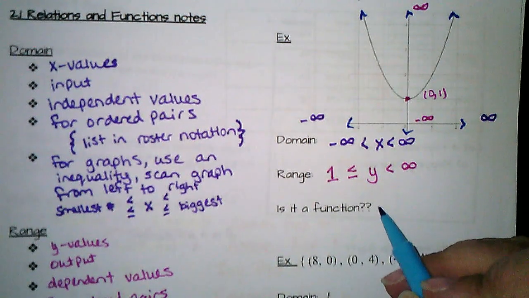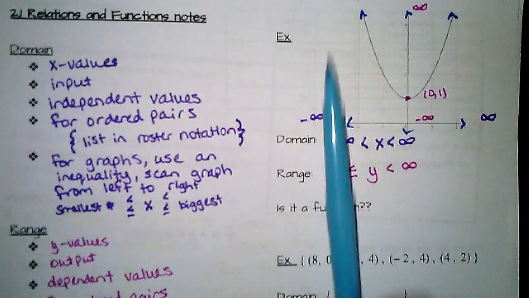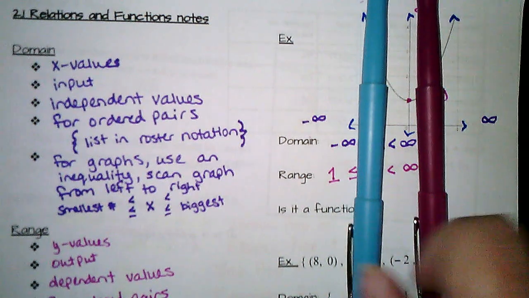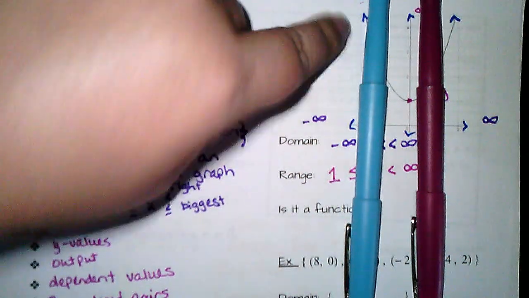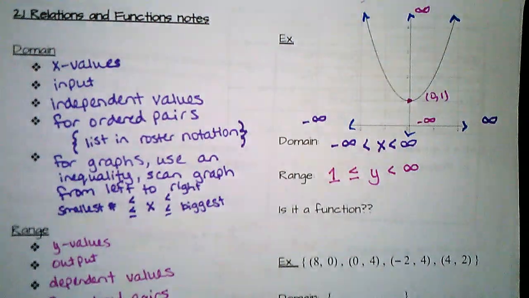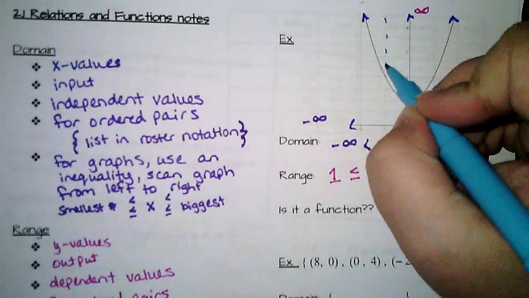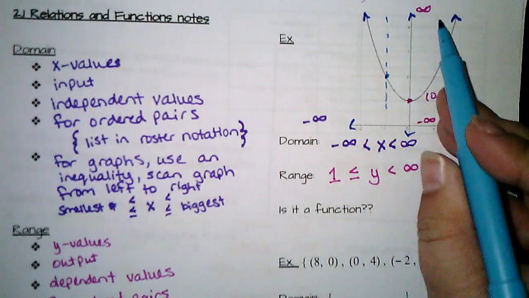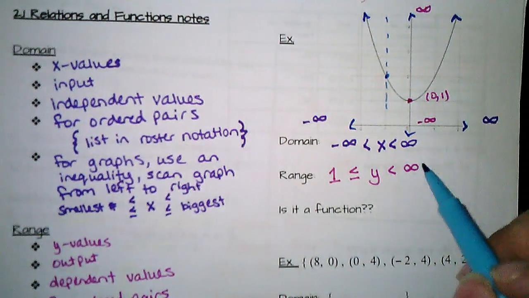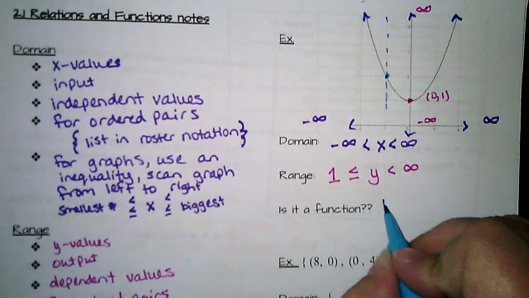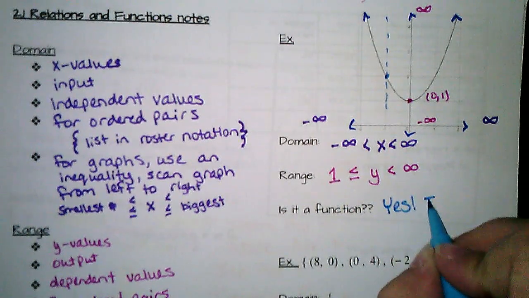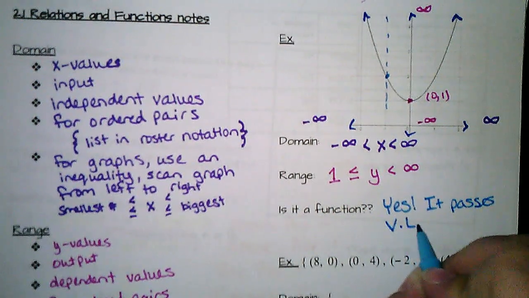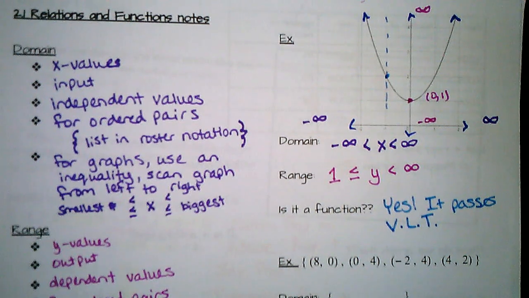Okay? Then is this a function? So I'm just going to put some pins vertically on here. If you look at these two pins, do they ever touch my curve, my graphed parabola, in more than one spot? Well, if I draw any vertical line, it will touch it in one spot, but never again. Over here, one spot, never again. So is this a function? Yes, because it passes the VLT, or vertical line test.